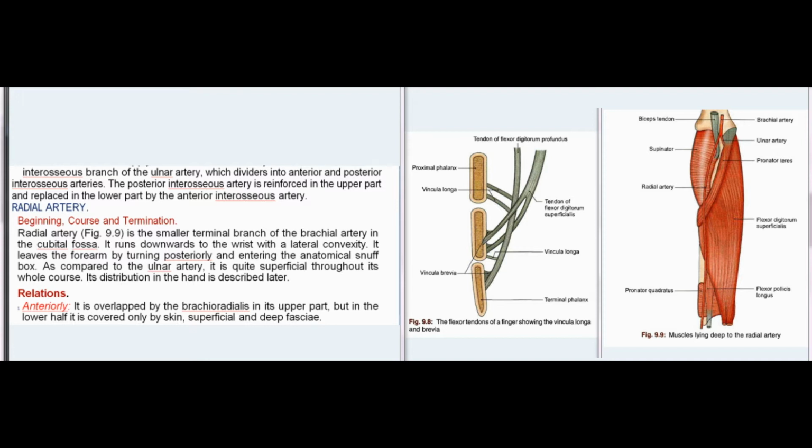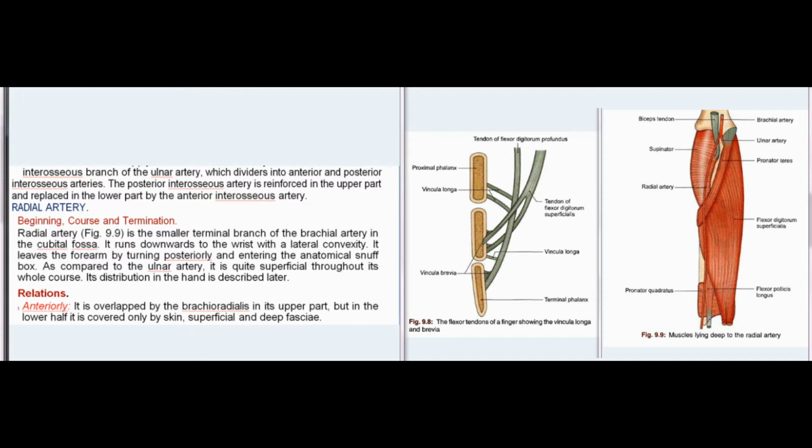Radial artery. Beginning, course and termination. Radial artery, Fig 9.9, is the smaller terminal branch of the brachial artery in the cubital fossa. It runs downwards to the wrist with a lateral convexity. It leaves the forearm by turning posteriorly and entering the anatomical snuff box. As compared to the ulnar artery, it is quite superficial throughout its whole course. Its distribution in the hand is described later.